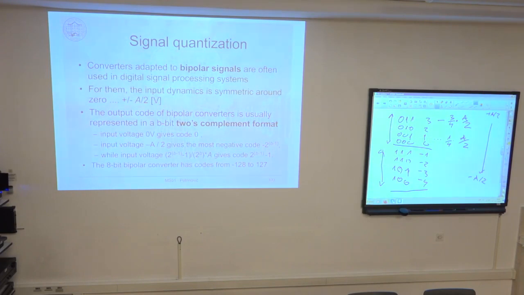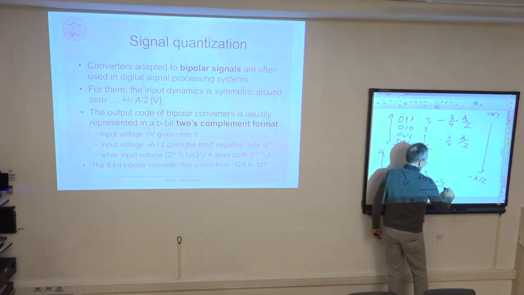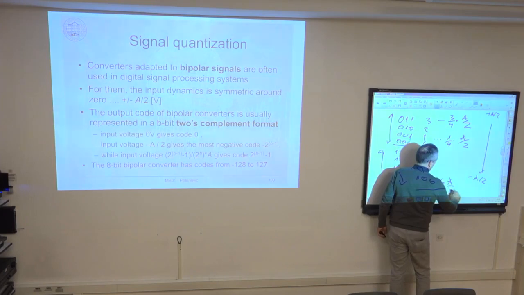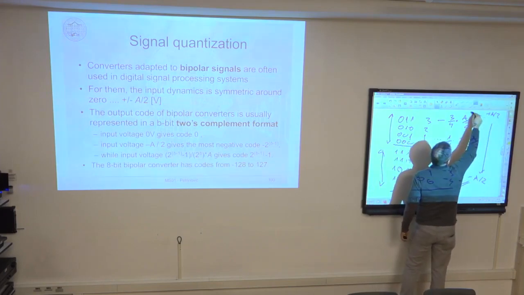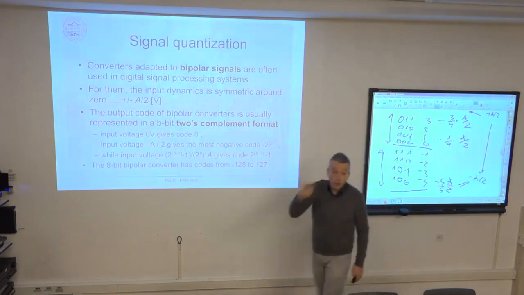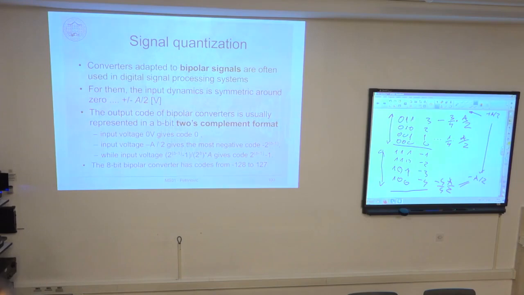So I have the exact value of minus 4 above 4 times a half, but I don't have this value. This value would be code 4 again, but this code does not exist in a two's complement representation. Okay?